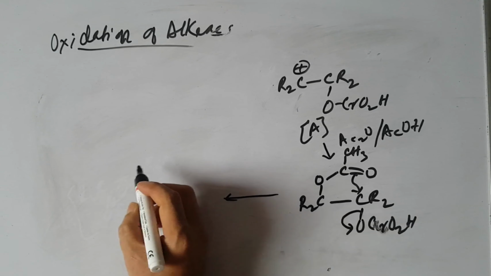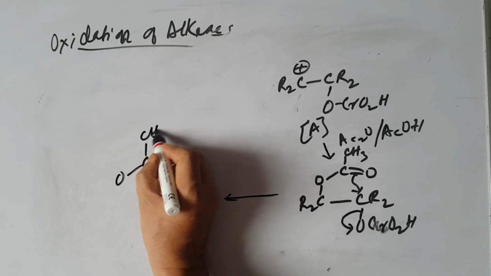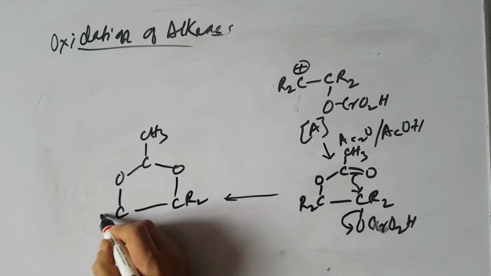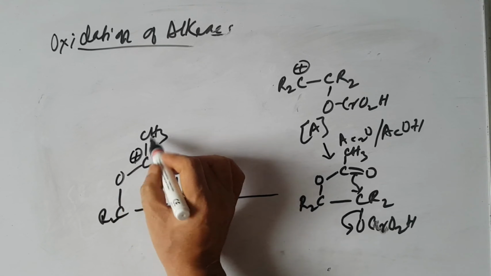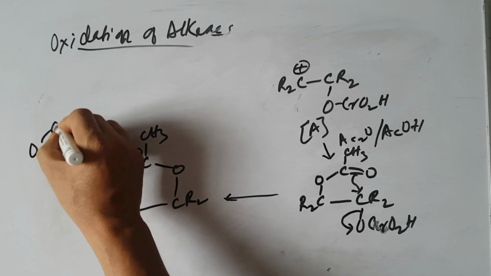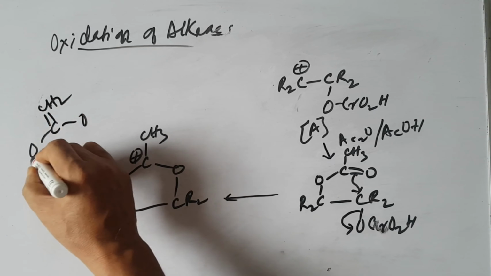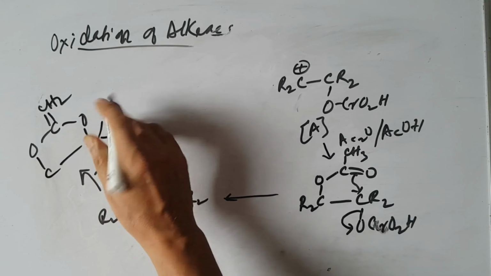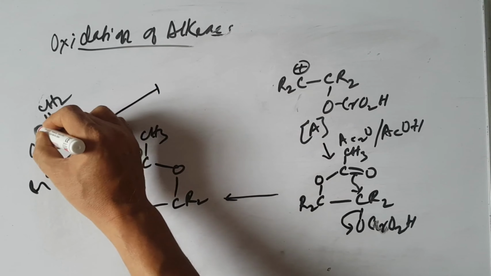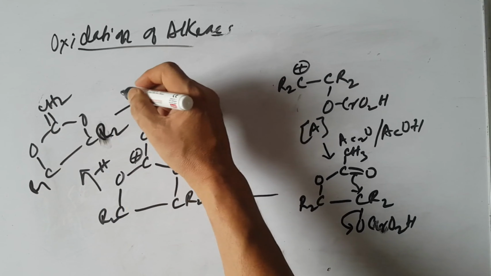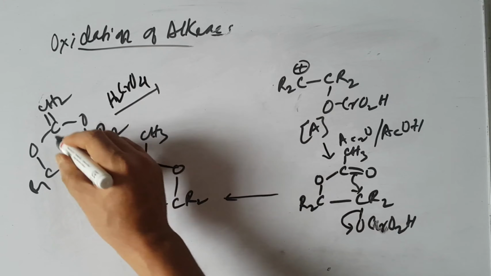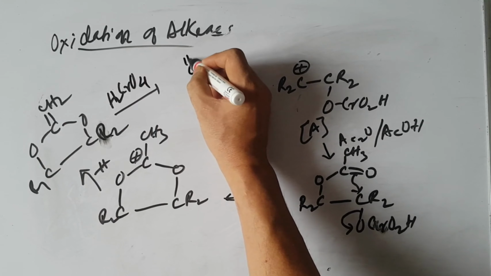So we get an intermediate, OCCH3, O, then this R2. So you have a positive charge here. So with loss of one proton, we get CH2, O. Here again R2, and this can be oxidized to a double bond. Ketones can be oxidized by chromic acid, CrO4. So here we got this carbonyl group.